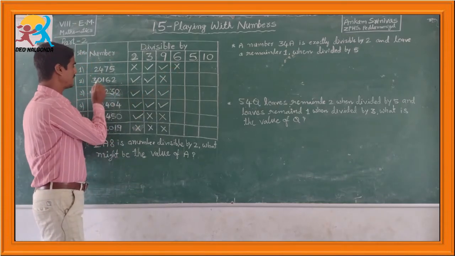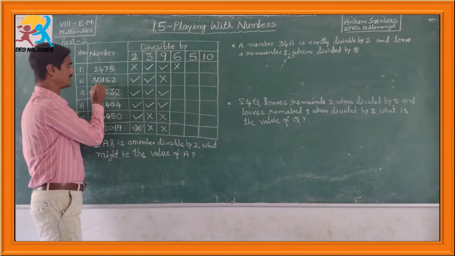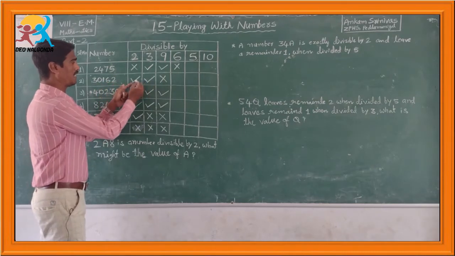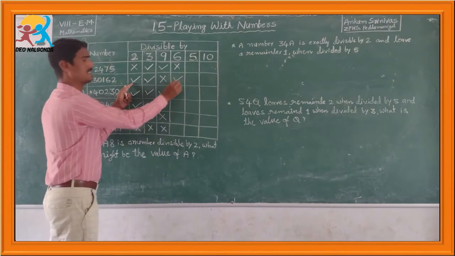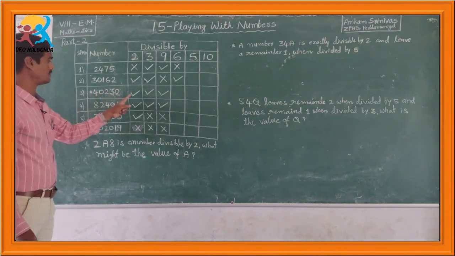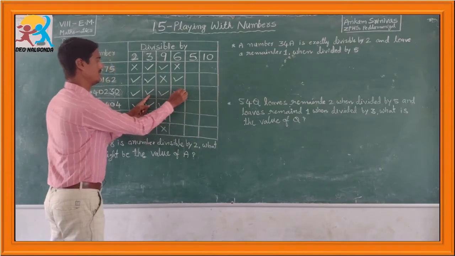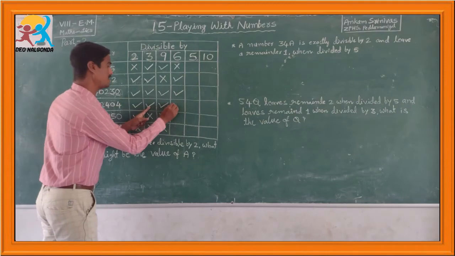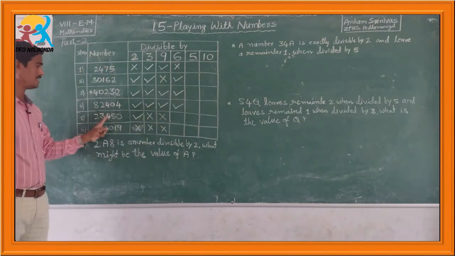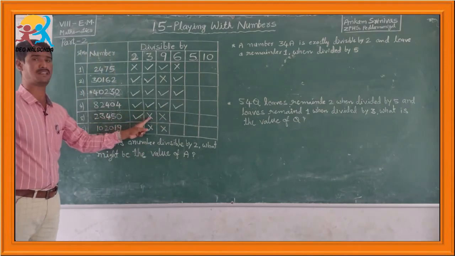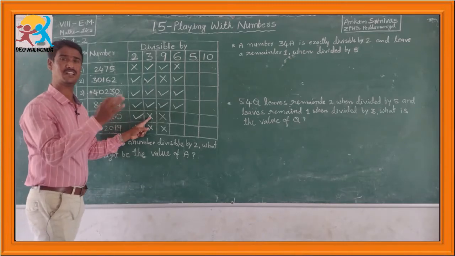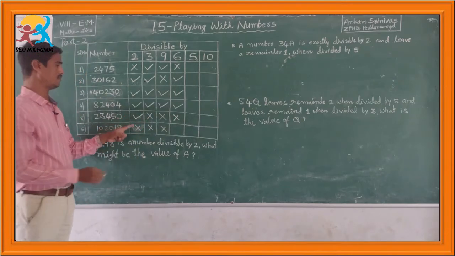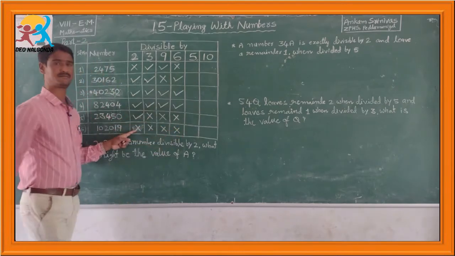If second number 30,162, this number is divisible by both 2 and 3. So, it is divisible by 6. And this number also divisible by both. So, divisible by 6. And this number divisible by 2 but not divisible by 3. So, finally not divisible by 6. And here not divisible by both, not divisible by 6.